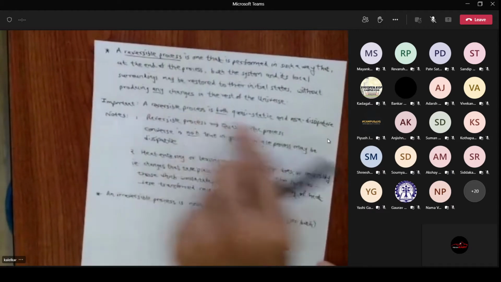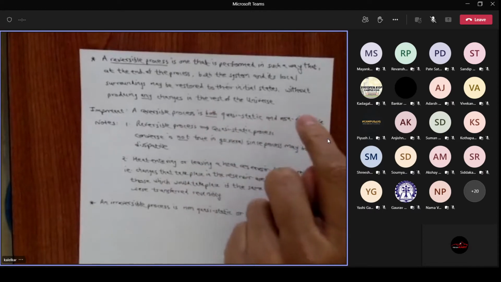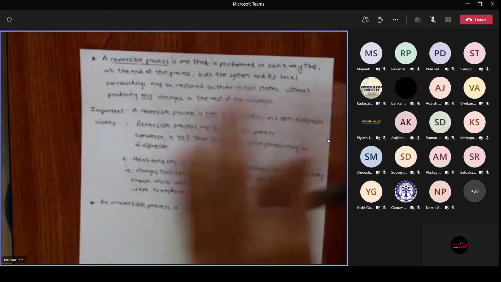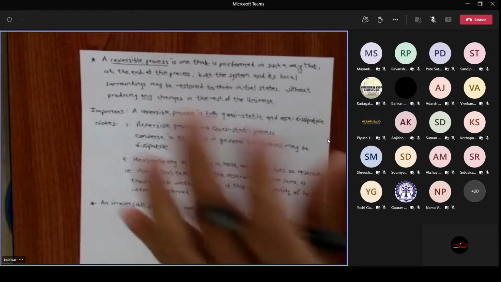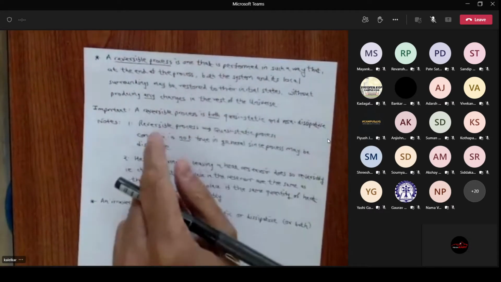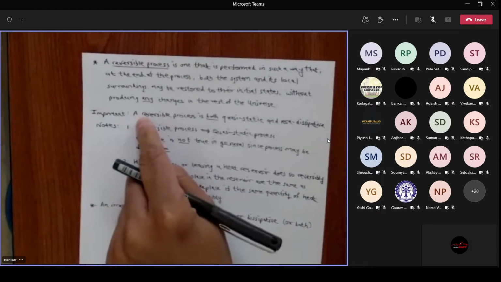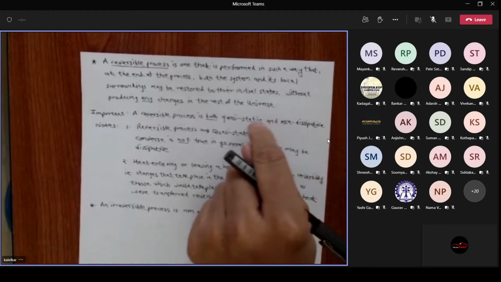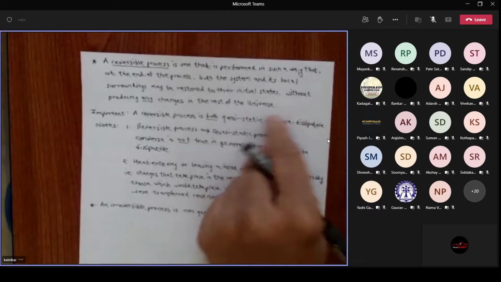Now comes the most important point, which I have written here. A reversible process is both quasi-static and non-dissipative. You have to remember that clearly, because that is, if you like, a quantitative means of, instead of writing all this in English, I would much rather write this statement, because this can be quantified. I repeat, a reversible process is both quasi-static and non-dissipative. So if you relax any of these conditions, then the process is irreversible.